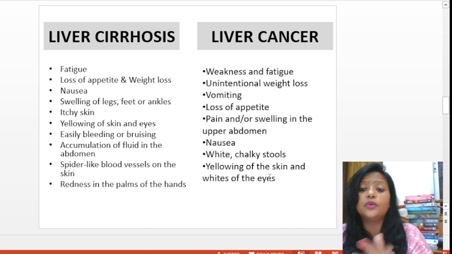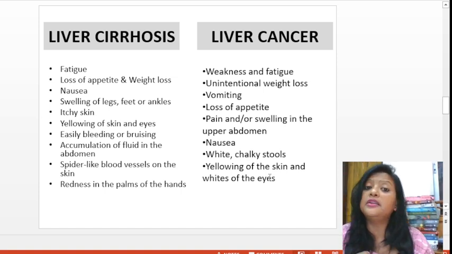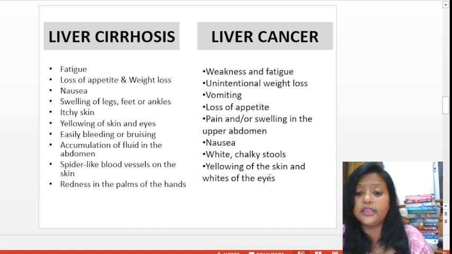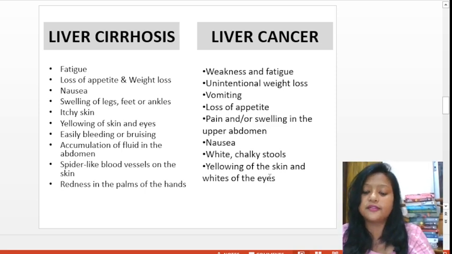Liver cancer, in another way, what will happen? There will be an unintentional weight loss. You'll feel vomiting again. See, almost both symptoms are the same, but in liver cancer, you can see you'll have white chalky stools. The stool will be white and chalky in nature. Okay, so these are some of the differences.